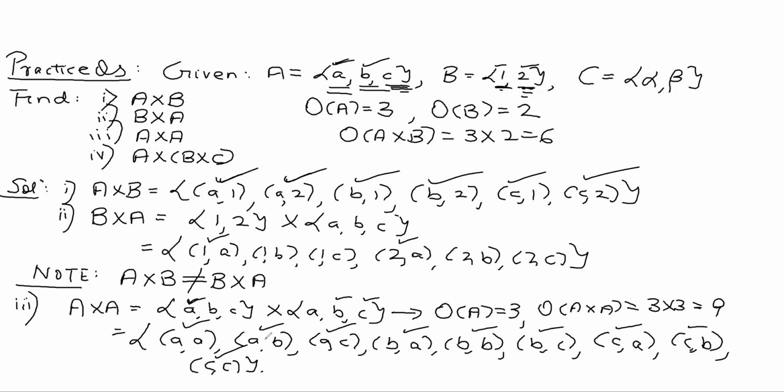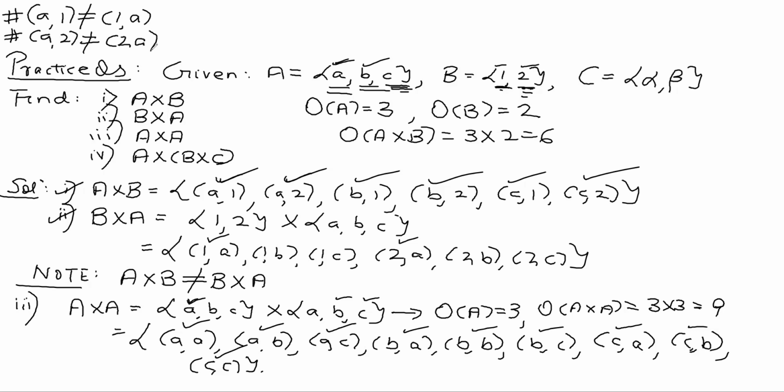Also, why is A cross B not equal to B cross A? Because the internal order is disturbed. When I talk about internal order, it means the terms in the brackets. Guys, (a,1) is not equal to (1,a). The two are different. Similarly, the ordered pair (a,2) is not equal to (2,a). That is what all students need to understand. So A cross B is not equal to B cross A.